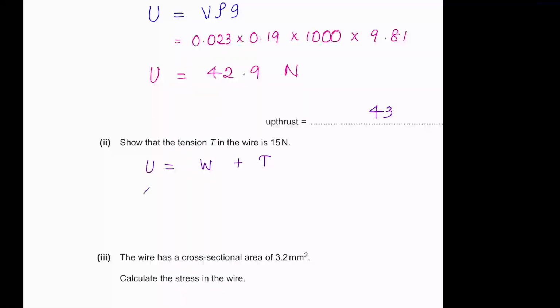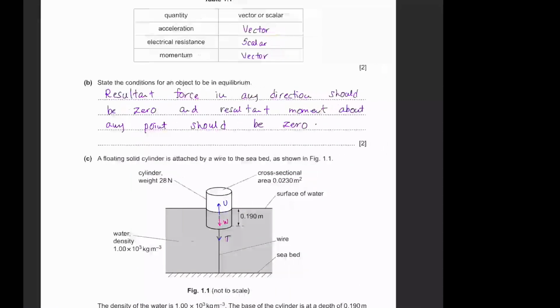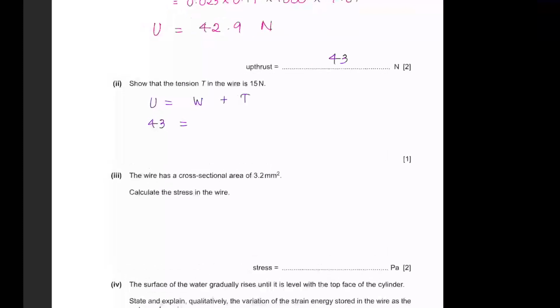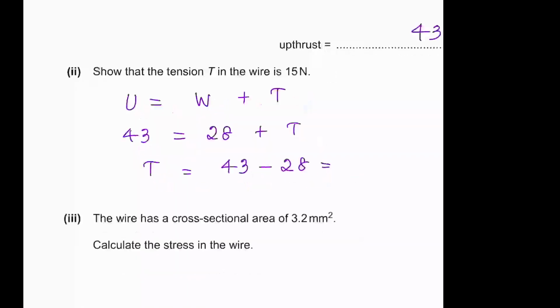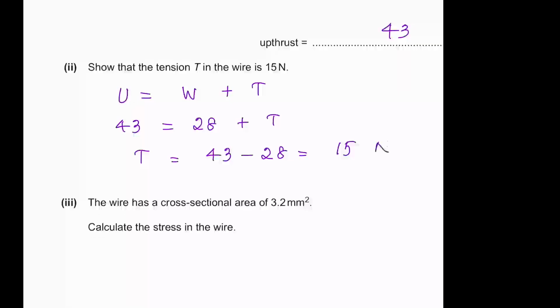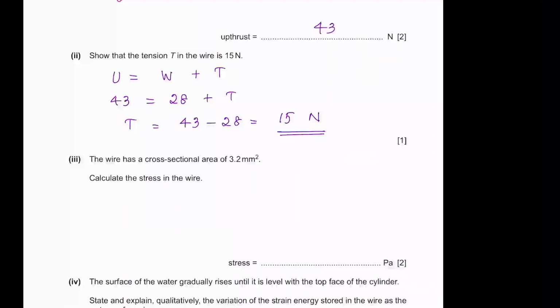So the U is 43. And the W is, what is the W? 28 plus T. So the T equals 43 minus 28. That's 15 newtons. Okay. Any questions, anyone?